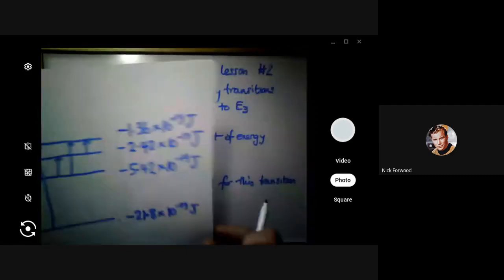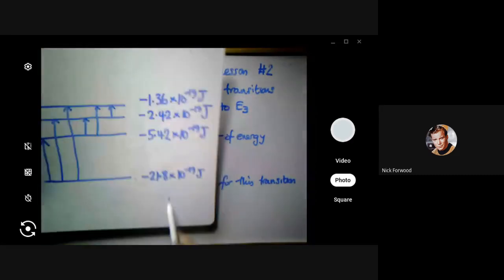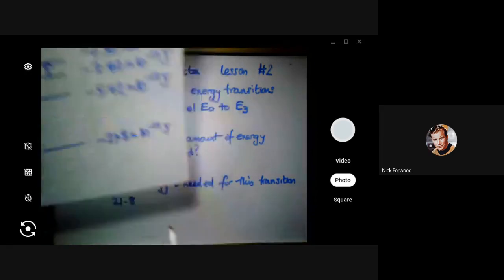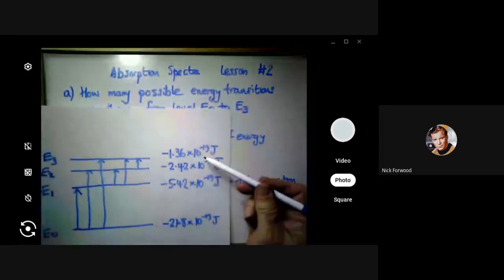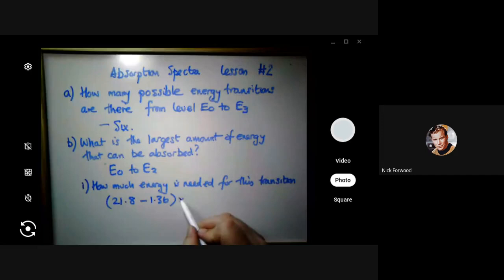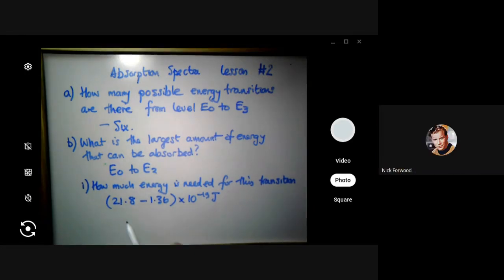So I've got 21.8, which is the bottom one, take away 1.36, and that is all multiplied by 10 to the negative 19 joules. And then I can work that out on my calculator. Here we go, you can follow me as well. 21.8 minus 1.36 equals 20.44 times 10 to the negative 19 joules.